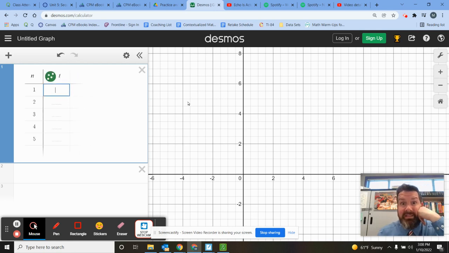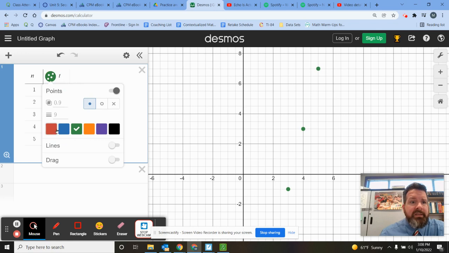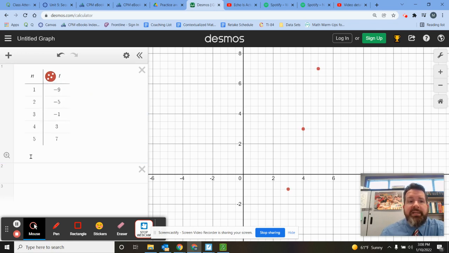It's still going to mean the same thing. It's important for you to know that. Okay, so the first terms are -9, -5, -1, 3, and 7. I'm going to make it a color that's a little easier to see. And then to get a nicer picture, I'm going to click the little magnifying glass.